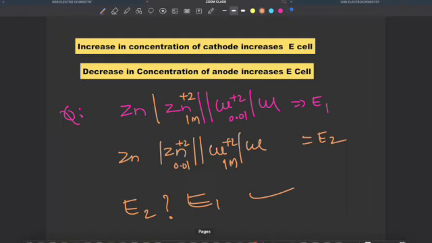Yes, what is the relation between E2 and E1? Greater than or less than? E2 is greater than E1. Yes. E2 equals E1 plus 0.12. Yes Rohan, you understood, right? You have to understand the concept. So here E2 is greater than E1.